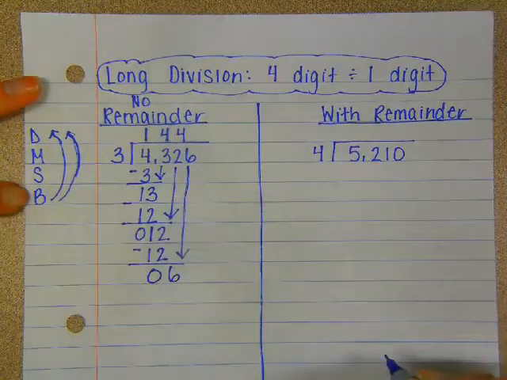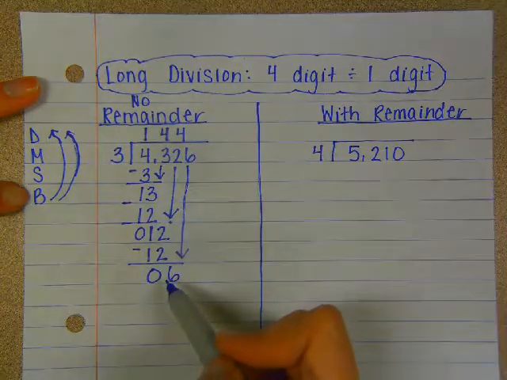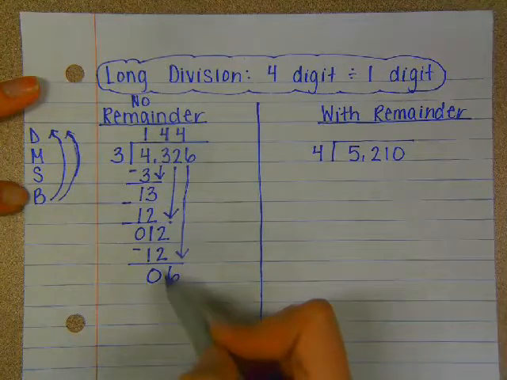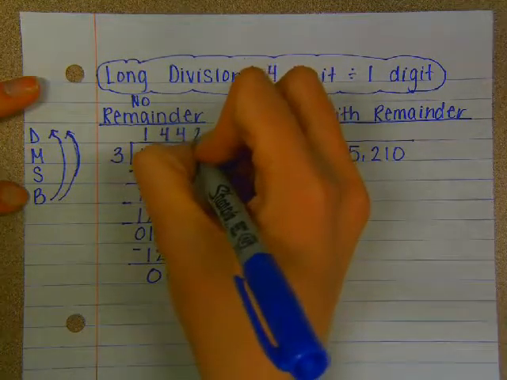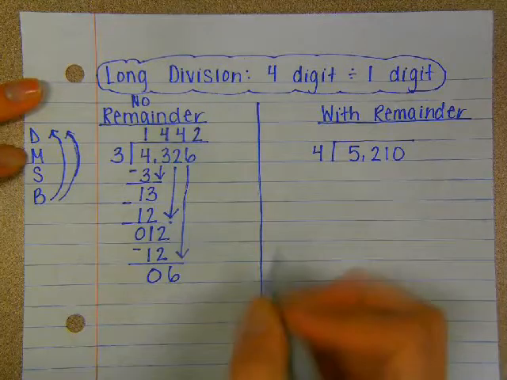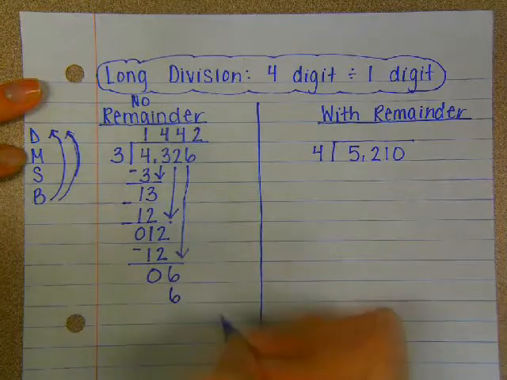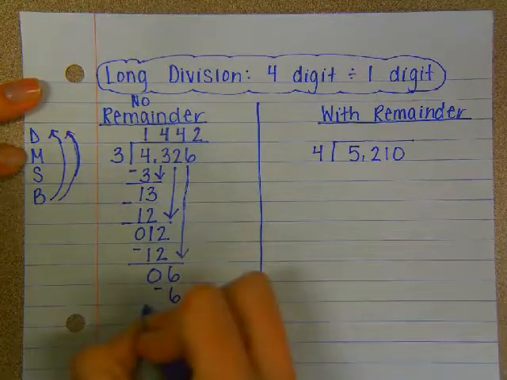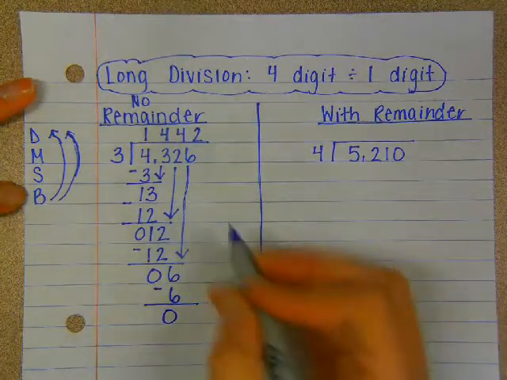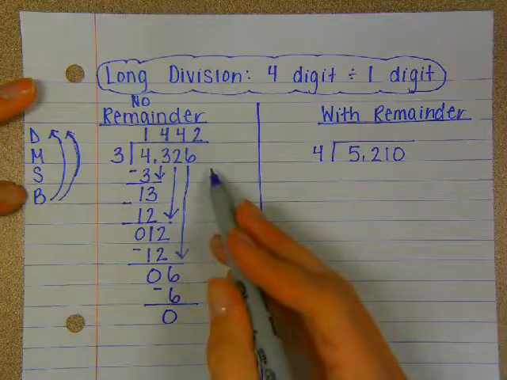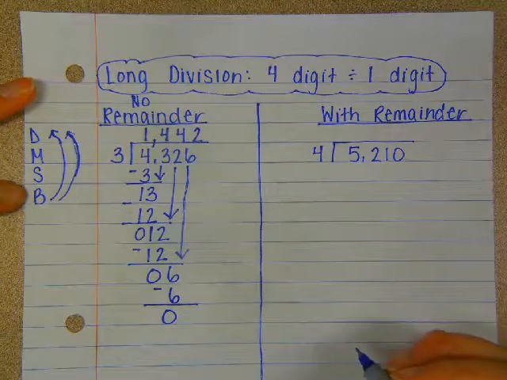So now I have to ask myself, how many times can 3 go into 6 without going over, or what is 6 divided by 3? I know that 3 can go into 6 2 times without going over. So then I multiply 3 times 2, which equals 6. Now when I subtract 6 minus 6, I am left with 0. Since I have no other digits to bring down from the top, my answer is 1,442 with no remainder.